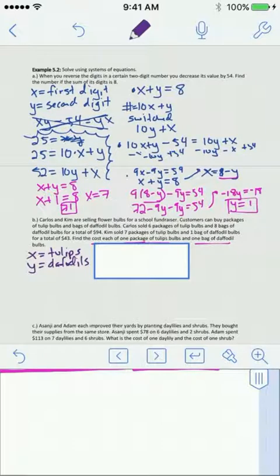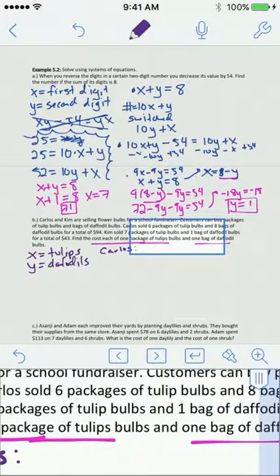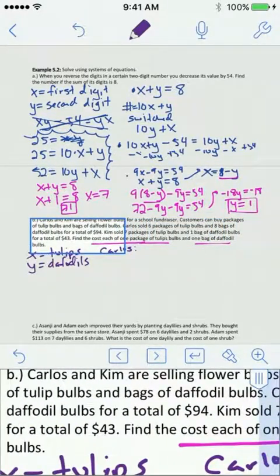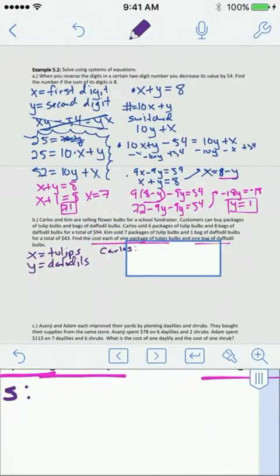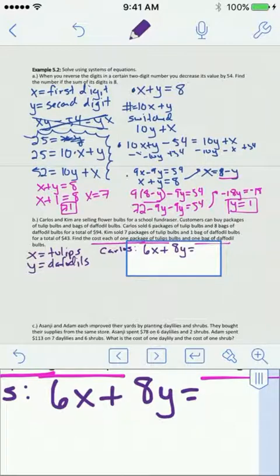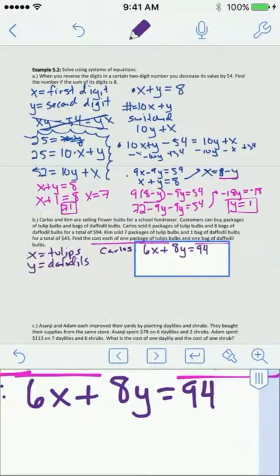So let's talk about one dealing with Carlos. Carlos did what? Carlos sold 6 packages of tulip bulbs and 8 packages of daffodil bulbs for $94. So if I translate that, what's it going to look like? Well, it's going to look like 6 times the tulips plus 8 times the daffodils is $94 total, right? And that comes straight out of that.